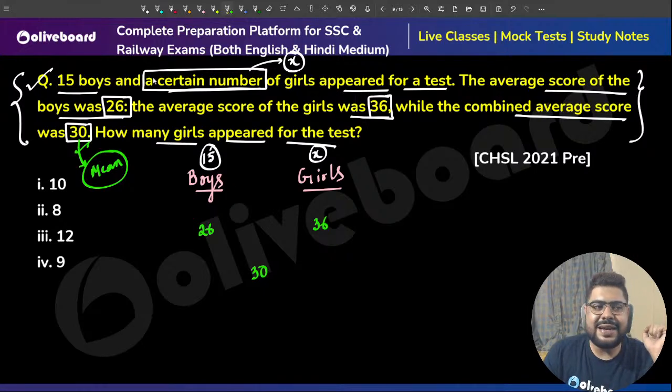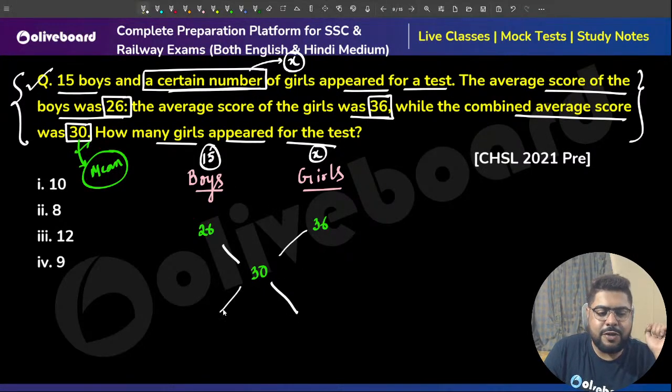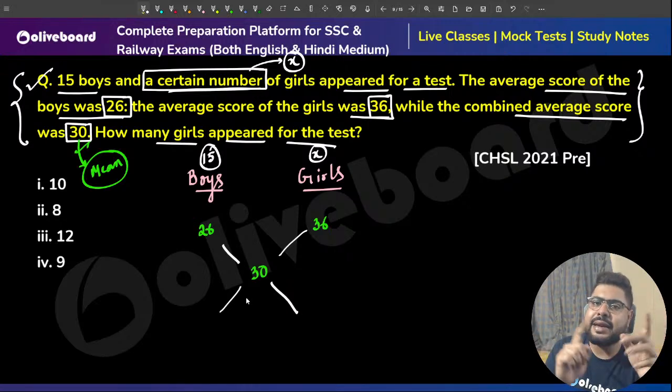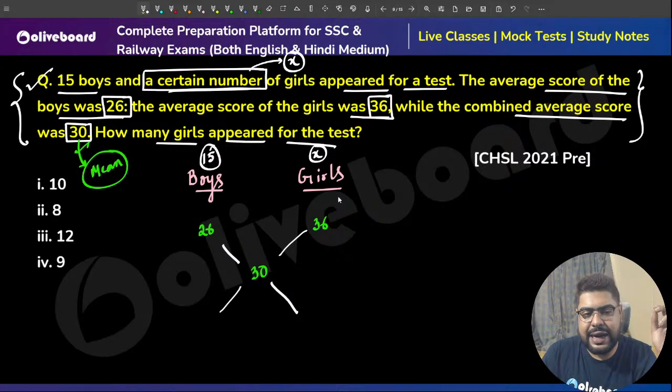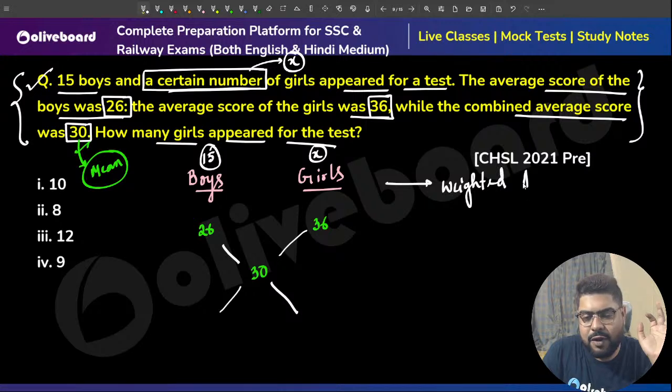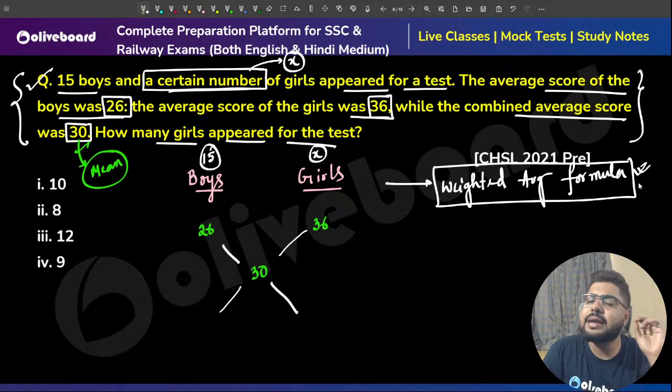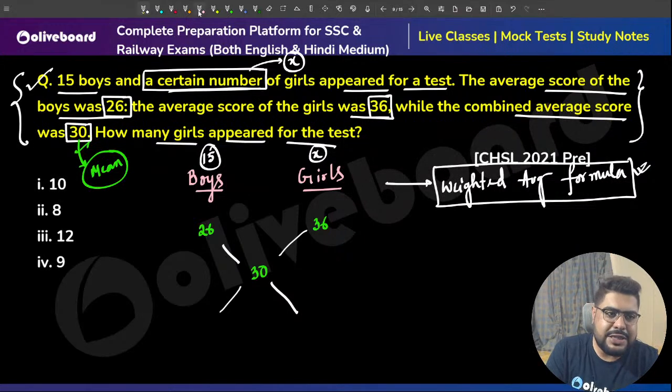Use your allegation because this average score and the number of boys and number of girls are linearly related. That can be found from the weighted average formula, N1F1 plus N2F2 by N1 plus N2. The weighted average formula gives us the clear indication that they are linearly related. So just go with that.